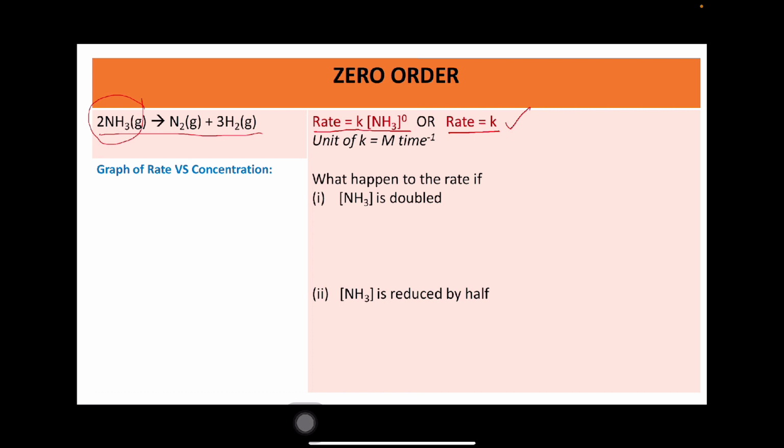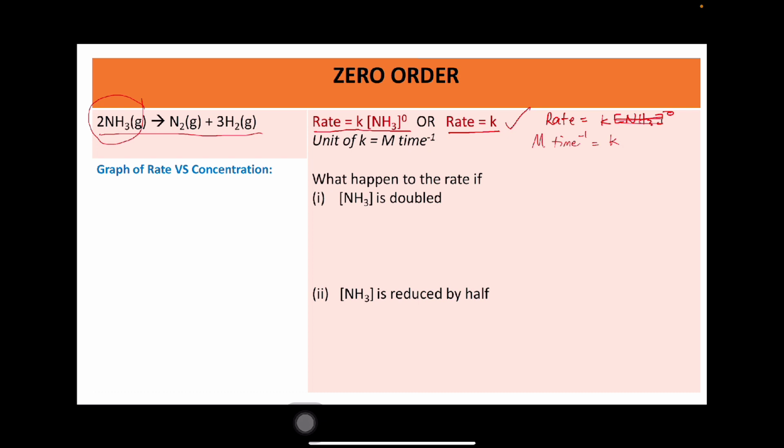And the unit of k is molar per time. How to determine the unit of k? It is very easy because we know that the rate law is rate is equals to k concentration of ammonia to the power of 0, or we can just write rate is equals to k. Rate is molar per time. Rate is always molar per time, which is equals to k. So that's why the unit of k is molar per time.